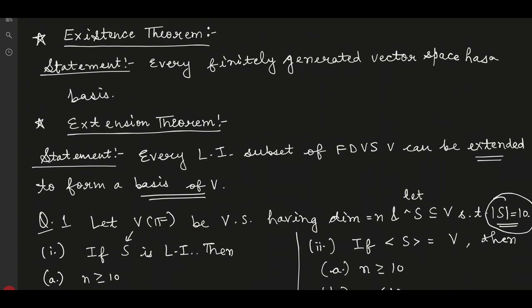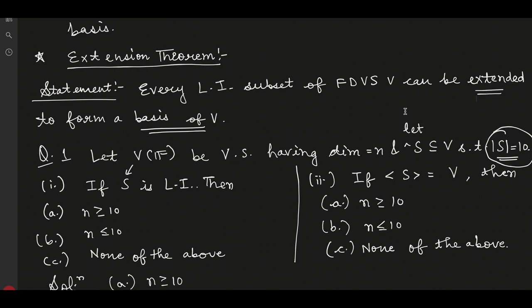And if this S is finitely generated, then it has a basis. So if S is a generator of this vector space V, then it cannot have more than 10 elements, na? Is this clear?